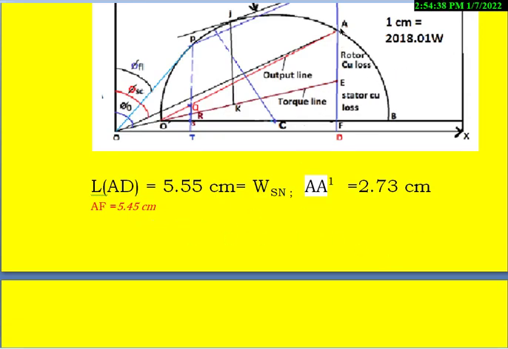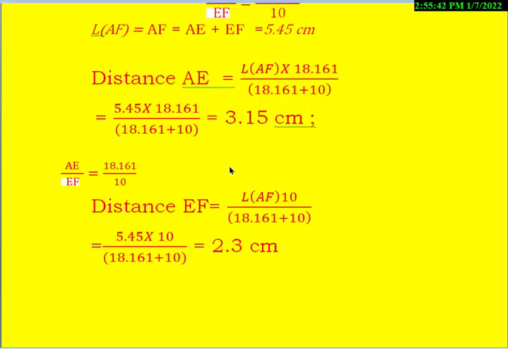Now measure the distance from A to F like this. Once we measure that, we get 5.45 centimeters. This will represent the total copper loss of the induction motor. So this is to be divided into two parts, stator copper loss and rotor copper loss. For this we already calculated the ratio of R2 dash by R1. So using that, we divide this distance.